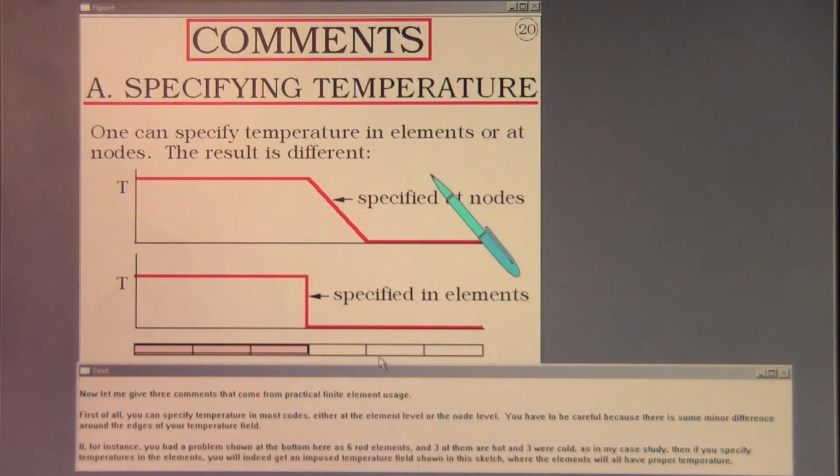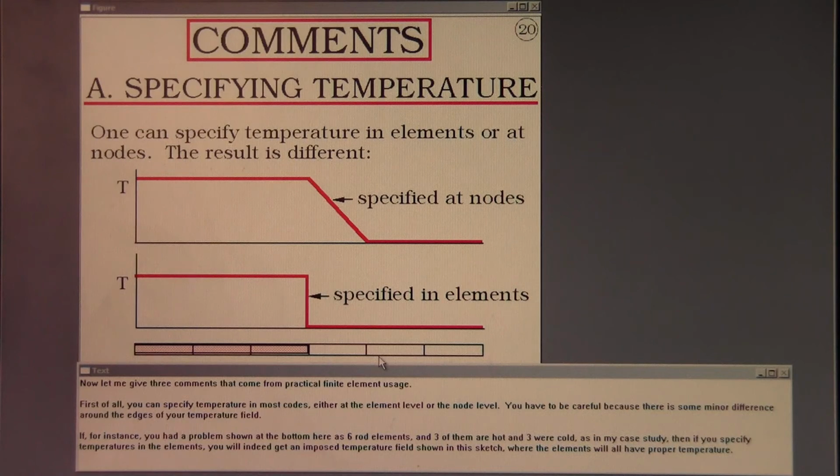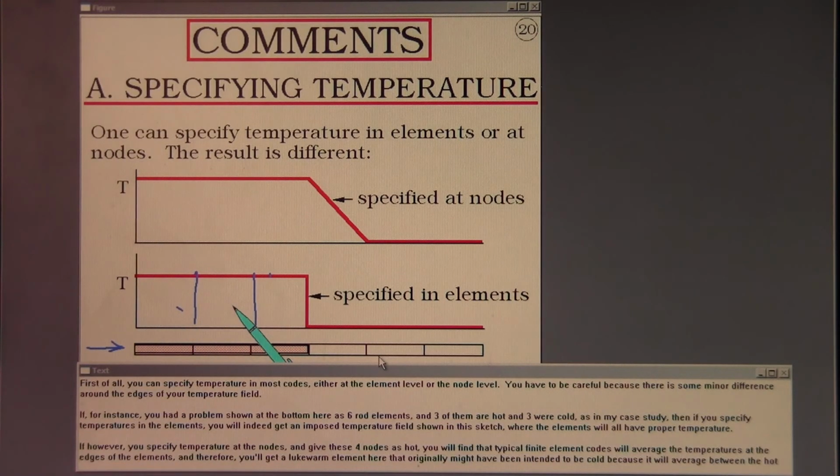First of all, you can specify temperature in most codes either at the element level or the node level. You have to be careful because there is some minor difference around the edges of your temperature field. If, for instance, you had a problem shown at the bottom here as 6 rod elements, and 3 of them were hot and 3 were cold, as in my case study, then if you specify temperatures in the elements, you will indeed get an imposed temperature field shown in this sketch, where the elements will all have the proper temperature.